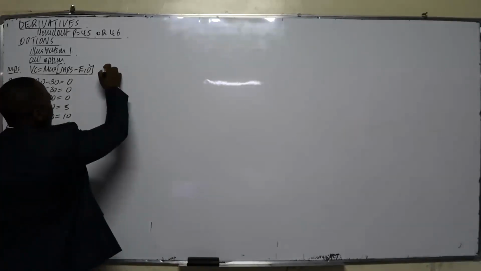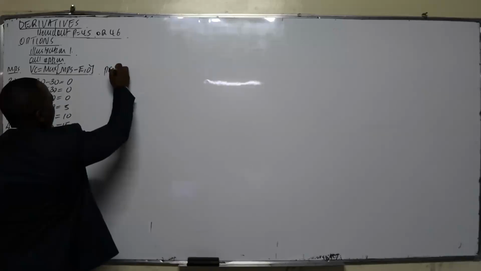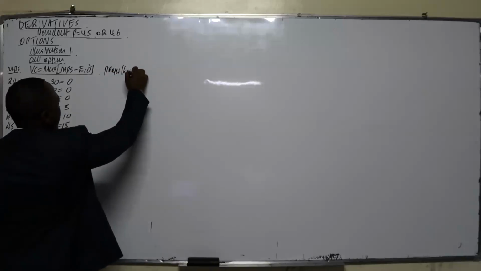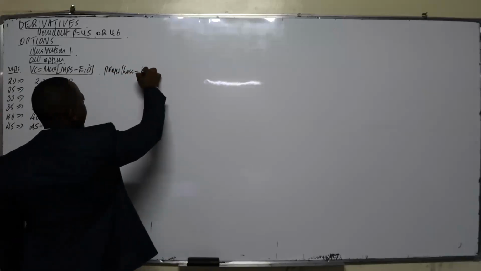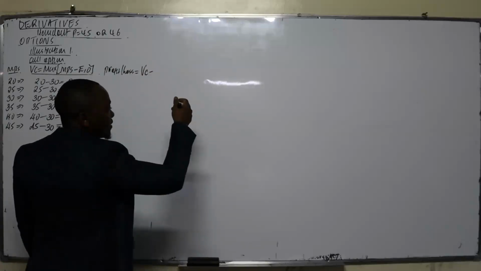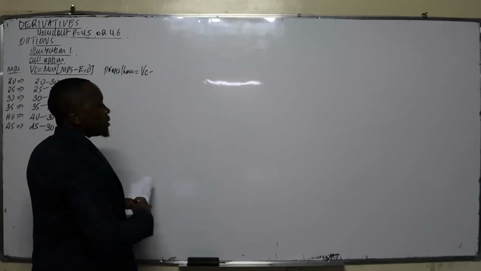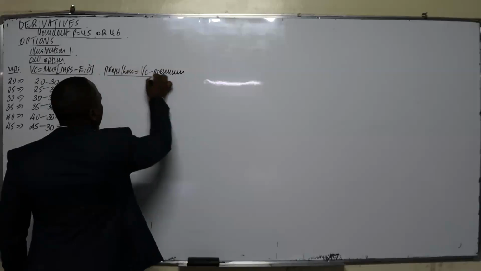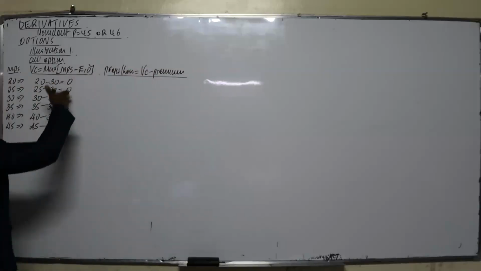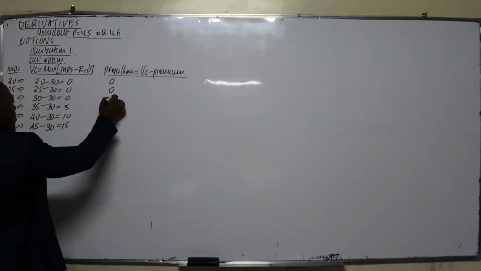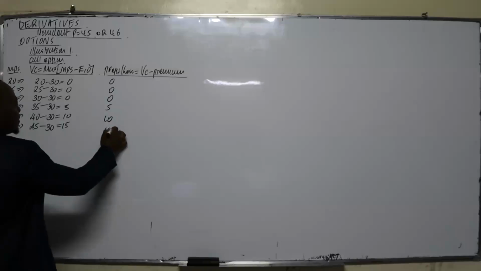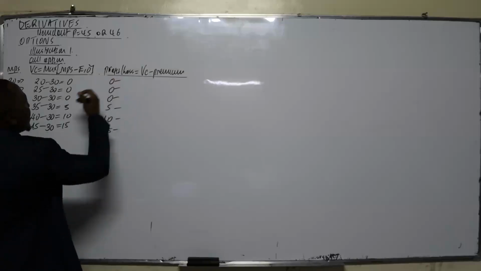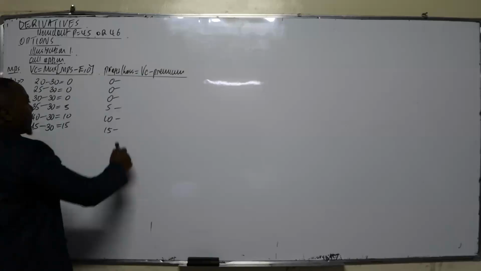Then let's determine the profit or loss. How do we get profit or loss? You take the value of the call and you minus the transaction cost, known as the premium. So you already have the value of the call that you computed. This was 0, 0, 0, 5, 10, and 15. Then you minus the premium. How much is the premium? 5.